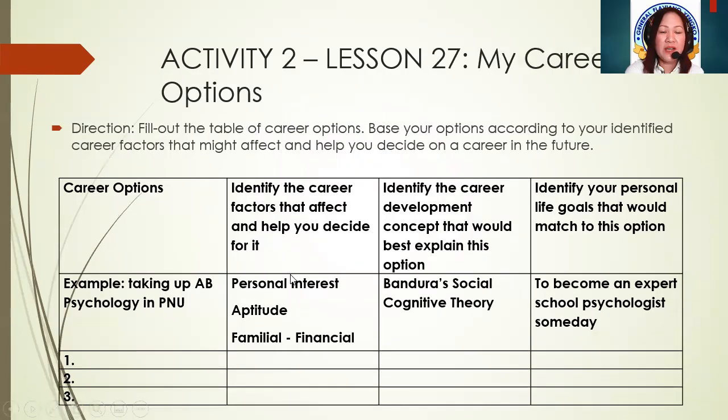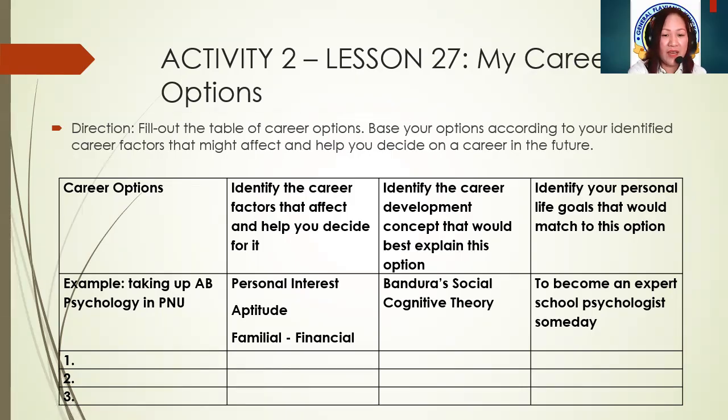Moving on. For activity number 2 naman, that's intended for lesson 27. Ito yung my career options. All you need to do is to fill out the table. So we have here the table of career options, and base your options accordingly to your identified career factors that might affect and help you decide on a career in the future. Ayan. So let's have here an example. So taking up AB Psychology in Philippine Normal University, that's one option. Actually, that's my option before.